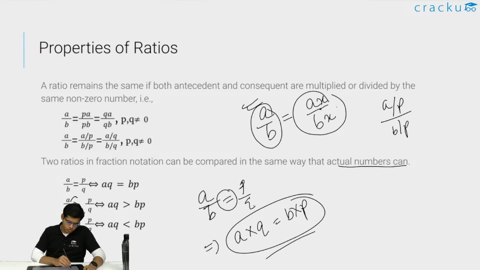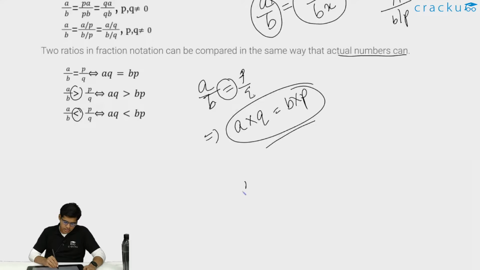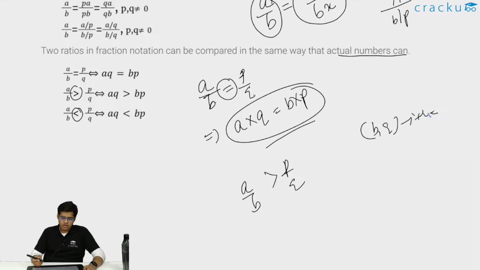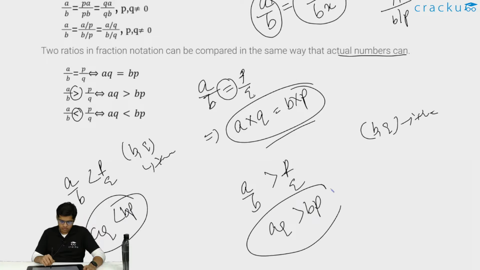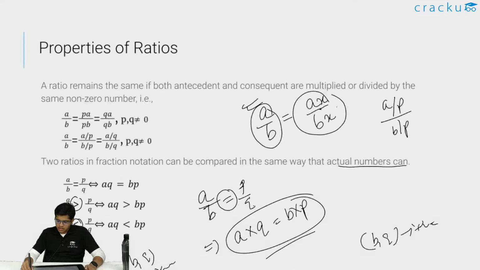The same logic holds true for the greater than and less than signs. Say a by b greater than p by q, assuming b and q are positive. Again I can shift q here and b to this side, so it is aq greater than bp. Similarly, for the last case, a by b less than p by q, again b and q are positive, I can shift q to this side and b to that side. So aq less than bp. Right? This is the case.